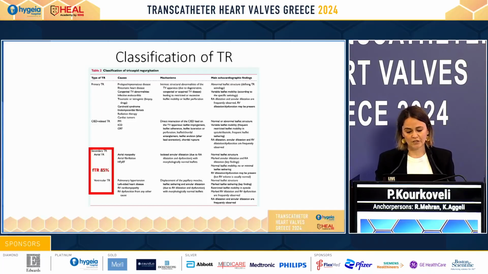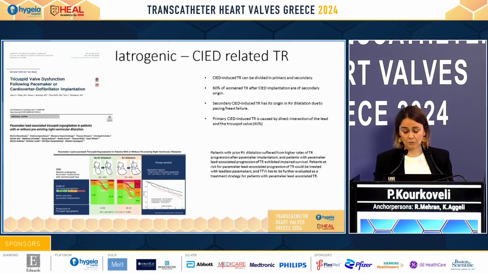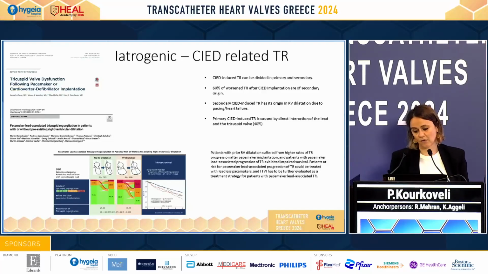But before going to that, we need to focus on another section, which is called iatrogenic-related TR, and it's TR related to the implantation of devices. And we all know that the annual number of devices that are implanted is increasing yearly. So the TR related to this implantation is increasing also.